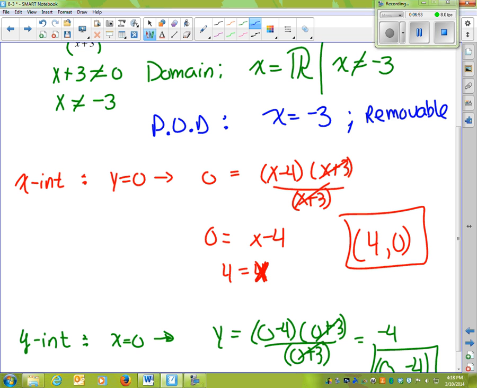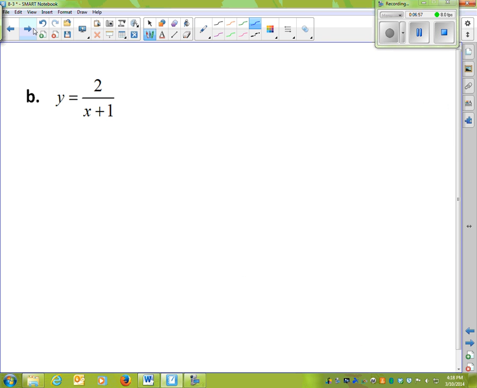Okay, so let's look at one more of those. Letter B, find the domain, the point of discontinuity, x-intercept, y-intercept, and then determine if that discontinuity was removable or non-removable. Push pause as you do your work, and then resume play to check your answer.